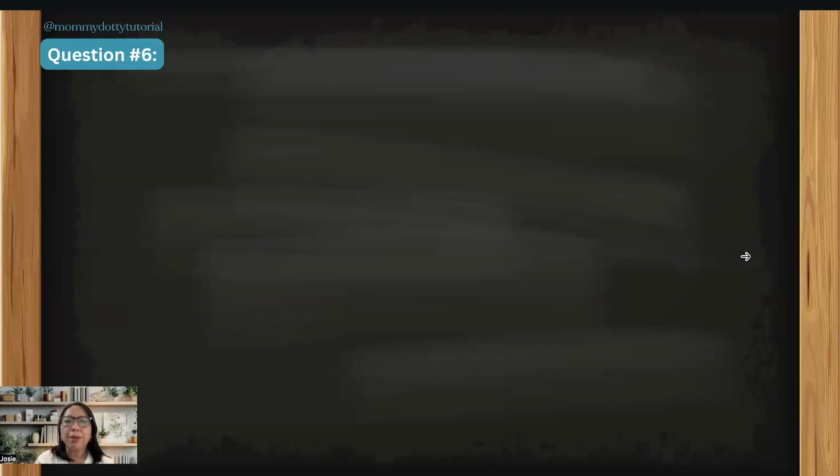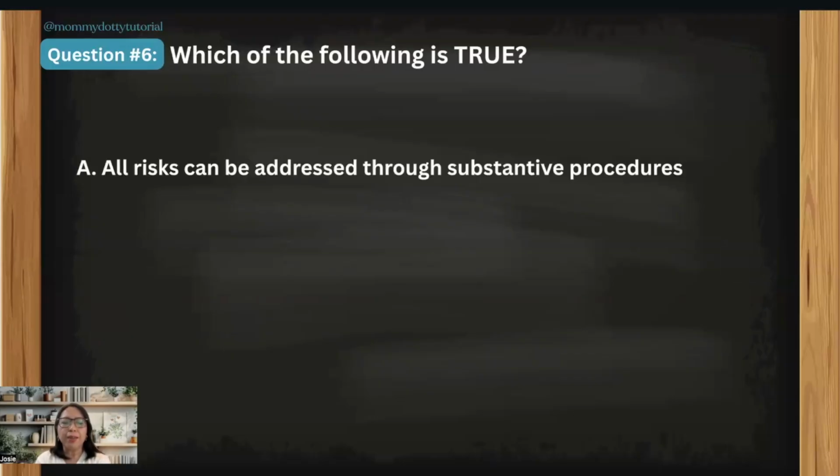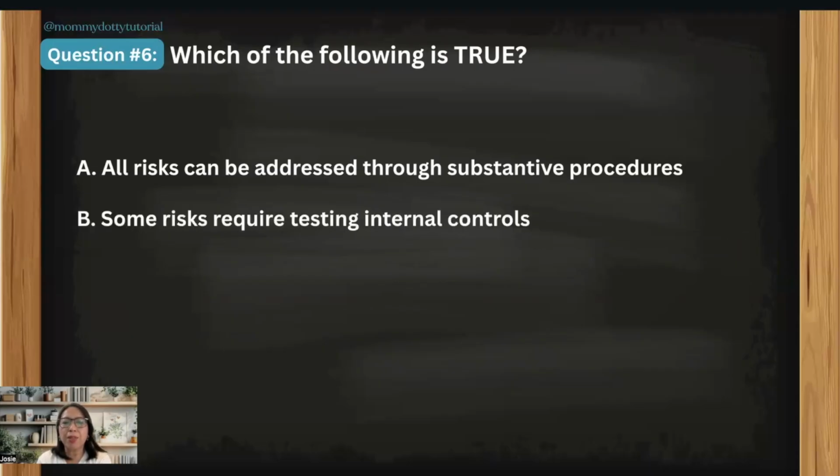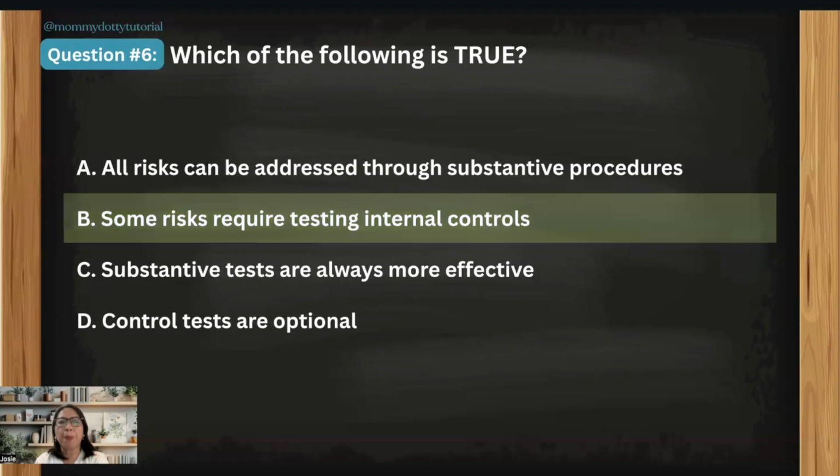All right, for question number 6. Which of the following is true? A, all risks can be addressed through substantive procedures. B, some risks require testing internal controls. C, substantive tests are always more effective. And D, control tests are optional. All right, you may pause this video to think. The correct answer is letter B. Some risks require testing of internal controls, because some risks cannot be addressed by substantive testing alone.